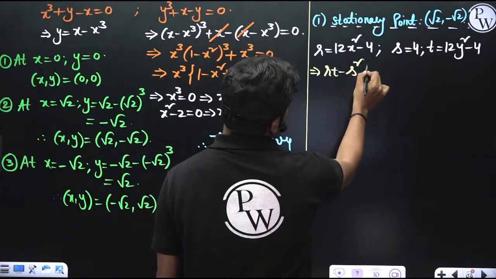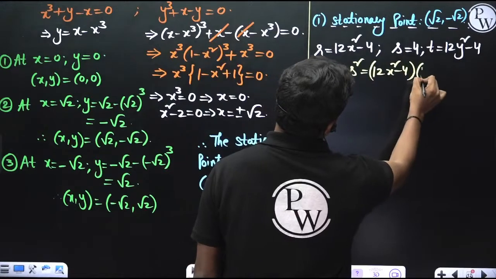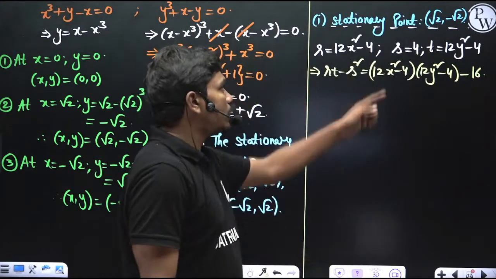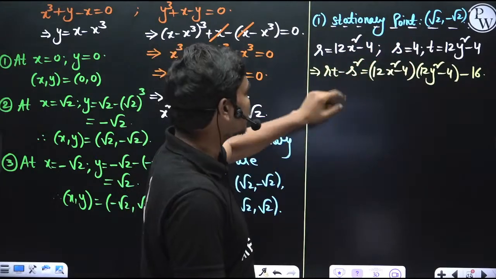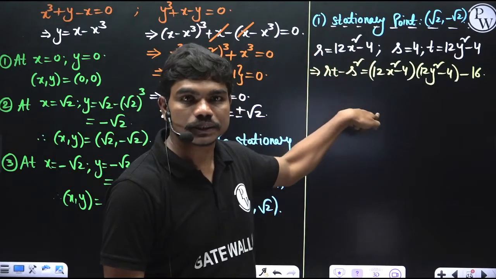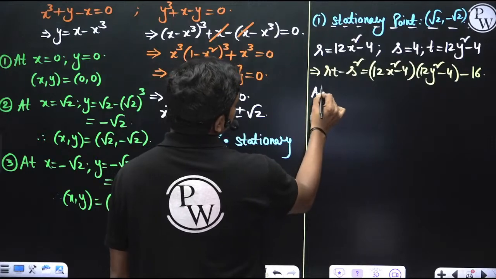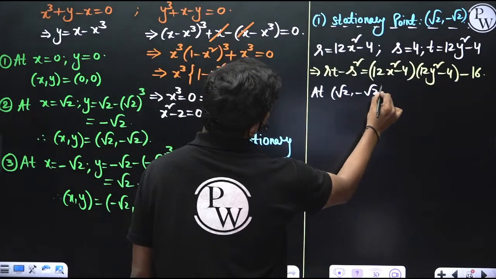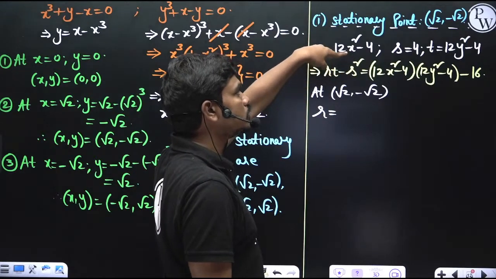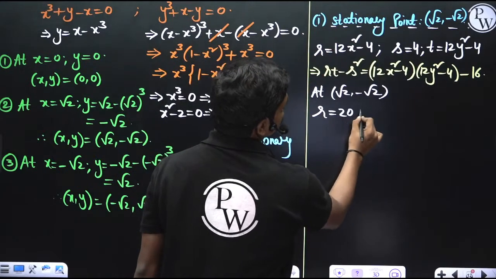So when you do rt minus s square, what is the value of rt minus s square? Rt minus s square is equal to 12x square minus 4 into 12y square minus 4 minus s square, which is 16 actually. Okay, so at that point, root 2 comma minus root 2, check the value of small r and also rt minus s square. Now the value of r and rt minus s square gives you the nature of this stationary point actually. Okay, so at root 2 comma minus root 2, r value is equal to, so here in this place, if you put x equal to root 2, it gives you root 2 whole square is 2. So 2 12s are 24, 24 minus 4, which is 20. So this is positive clearly.